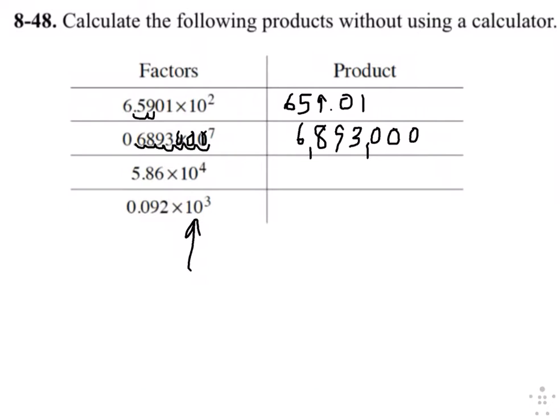6,893,000. The next one, I'm moving it 4 places to the right. So 1, 2, 3, 4. So there's 2 zeros in there. So it's 58,600, and then the comma is after 58,000.